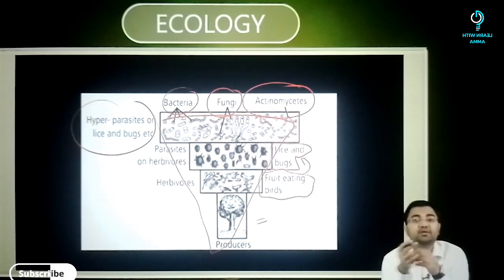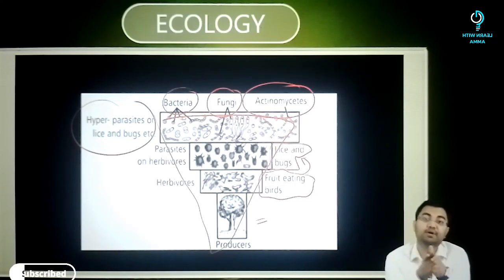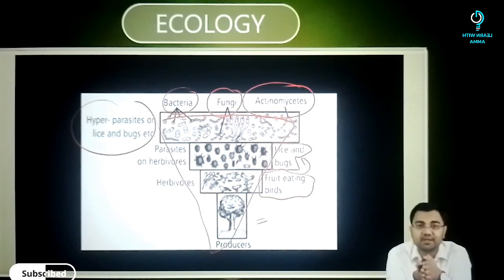So that's why you can say that from the producers up to the consumers, there is a reverse position as compared to a grassland or a pond, or even in case of a forest. So the number of organisms gradually shows an increase, making the pyramid inverted in shape.